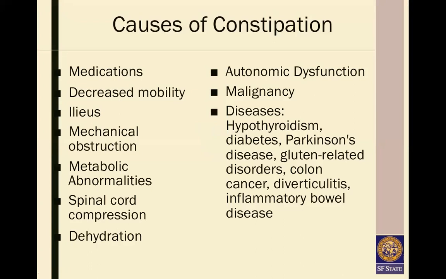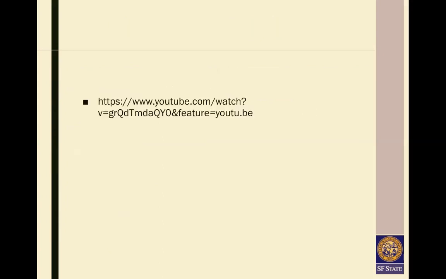If you have an ileus, there's nothing moving in your GI tract. Mechanical obstruction, whether that be from a cancer or abdominal adhesions. Metabolic abnormalities, spinal cord compression, dehydration, autonomic dysfunction, malignancies, and other diseases that basically stop the normal process of the peristaltic waves, like hypothyroidism, diabetes, Parkinson's disease, gluten-related disorders, colon cancer, diverticulitis, and inflammatory bowel disease.